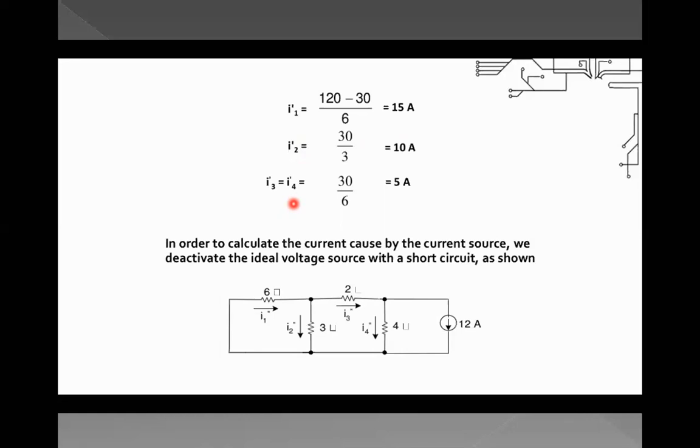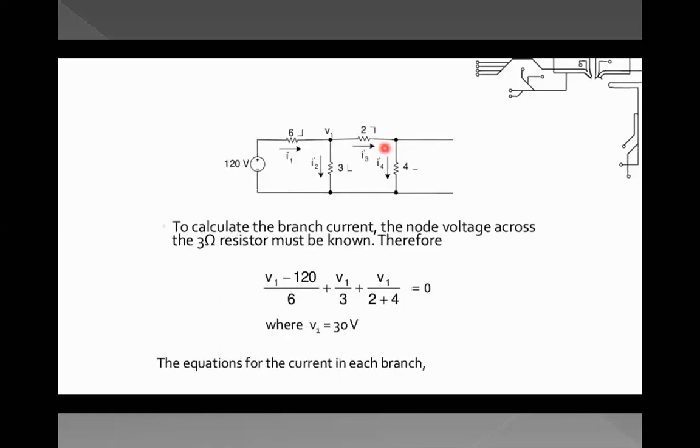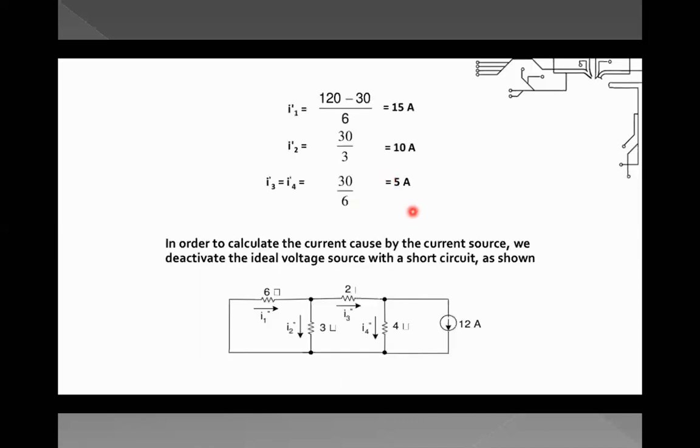I4 and I3 will be the same because these two resistances are in series. So the same current will flow through R3 as well as R4. So we can say that I3 dash is equal to I4 dash, which comes to 5 amps. So this is how we have done it.